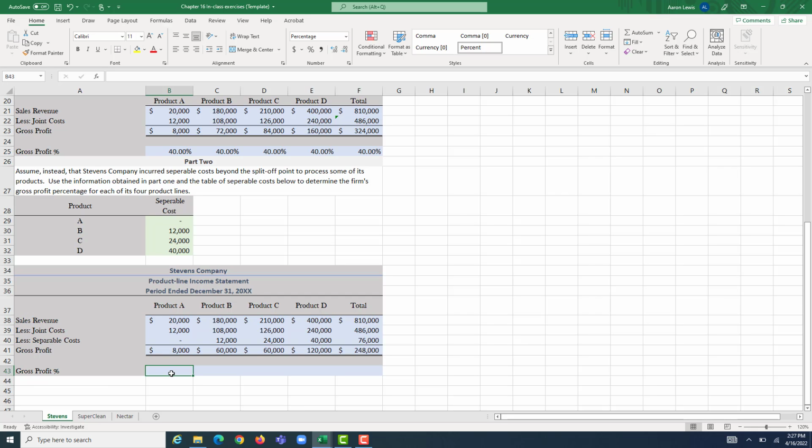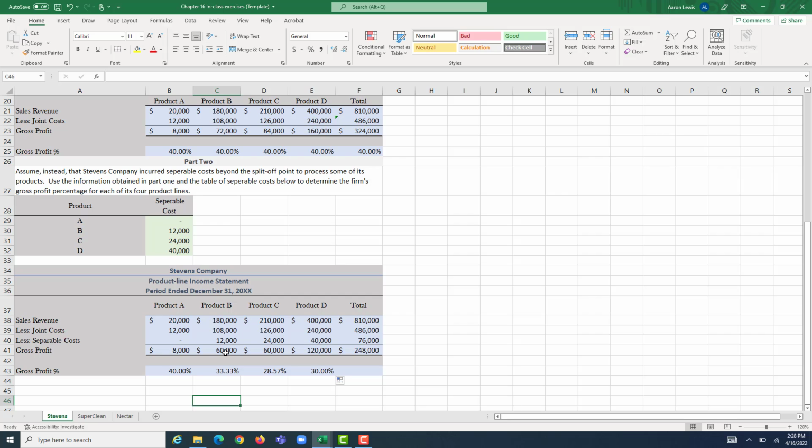Well, now, what's our gross profit percentage? It's the same math that we've had before. It is gross profit divided by sales for each individual product. Product A's gross profit percentage is still 40% because there were no separable costs. However, for our other 3 products, it's going to drive down their gross profit percentage because now there's unique costs which are attributable to that product and only that product. And when you have the same amount of revenue but more costs, you have less gross profit, and therefore it's going to drive down your gross profit percentage.